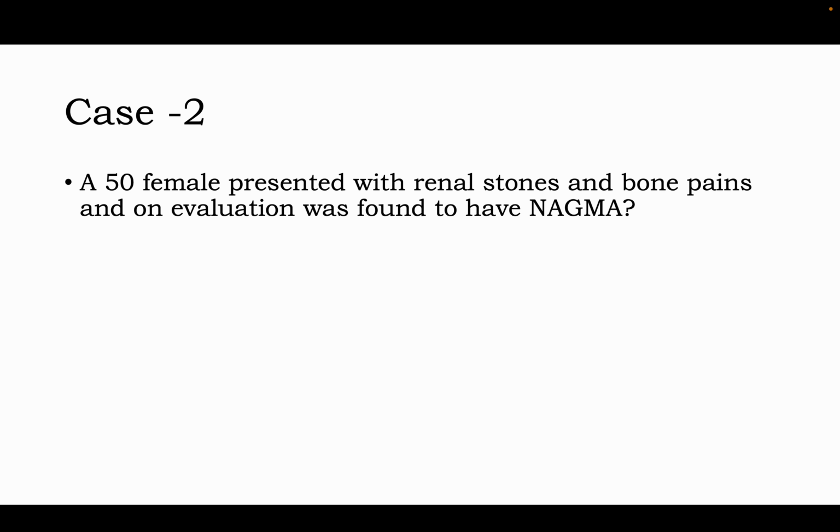That is a classical feature of distal RTA, where urine pH, despite the metabolic acidosis in the body or an ammonium chloride challenge test or acid challenge test, will be more than 5.3. In the case of distal RTA, but sometimes in proximal RTA it might come down to less than 5.3. So that is one differentiating point between proximal and distal RTA.